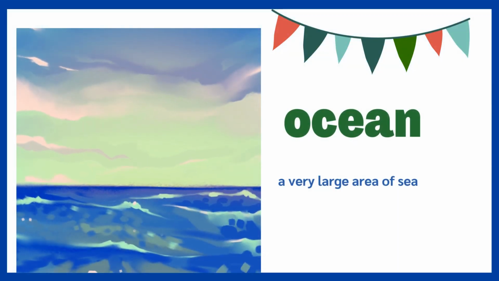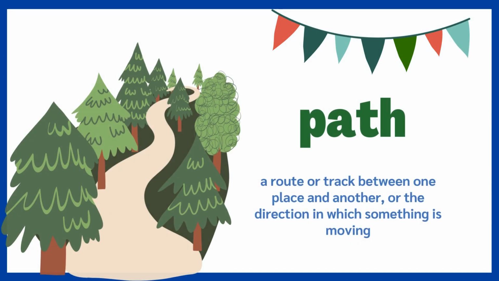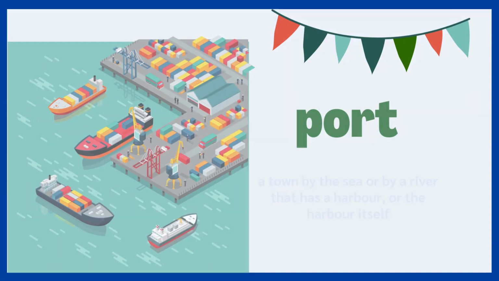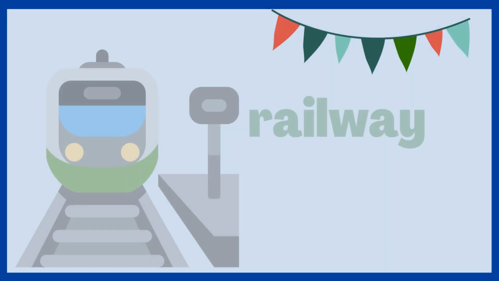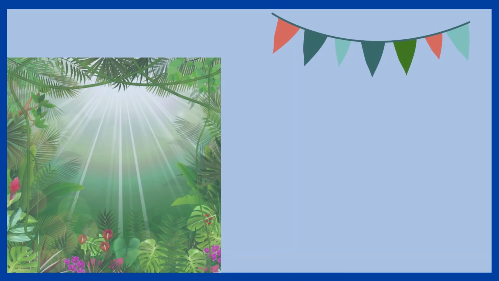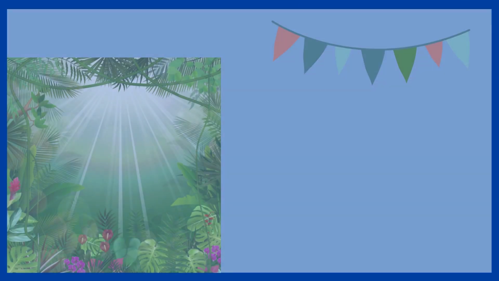Ocean. A very large area of sea. Path. A route or track between one place and another, or the direction in which something is moving. Port. A town by the sea or by a river that has a harbor, or the harbor itself. Railway. The metal tracks on which trains run. Rainforest. A forest in a tropical area that receives a lot of rain.